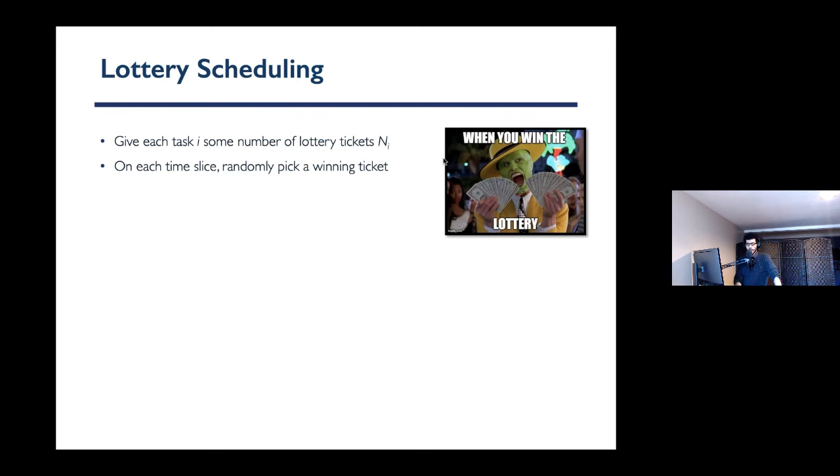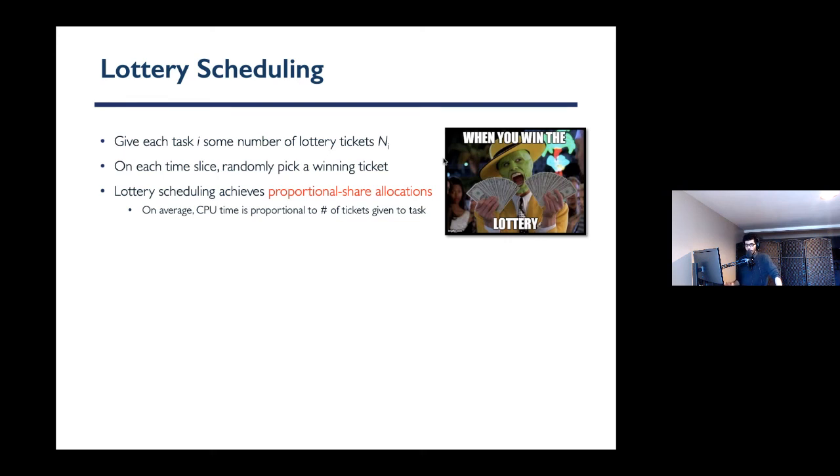So it's random, but on average, you will see that the number of times that a task is going to be picked will be proportional to the number of tickets that it has compared to others. So if everybody has the same number of tickets, then on average, you get 1/n of the CPU time. If one task has twice as many lottery tickets as everybody else does, then on average, in the long run, that particular task will get twice as much CPU time as others.